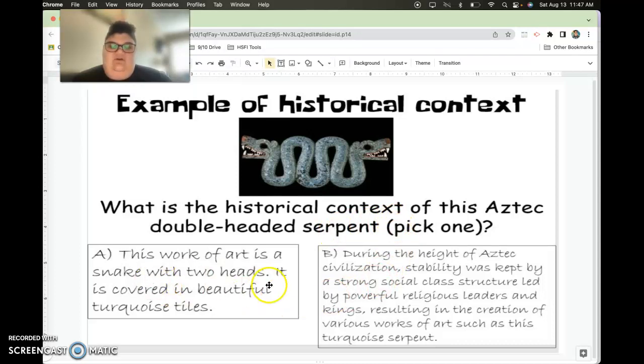Is A this a work of art with a snake with 2 heads that's covered in beautiful turquoise tiles? Or is it B, during the height of Aztec civilization, stability was kept by a strong social class structure led by powerful religious leaders and kings, resulting in the creation of various works of art, such as this turquoise serpent.